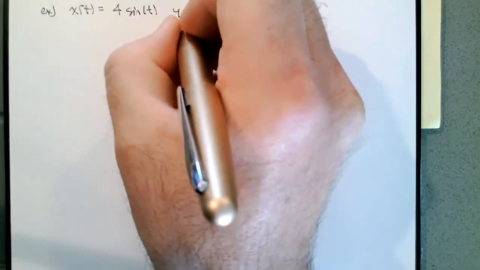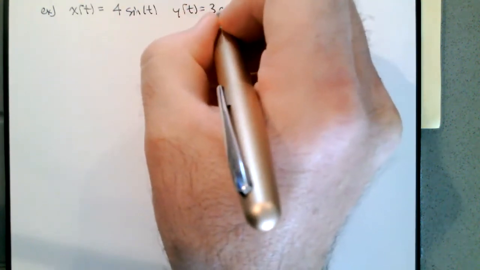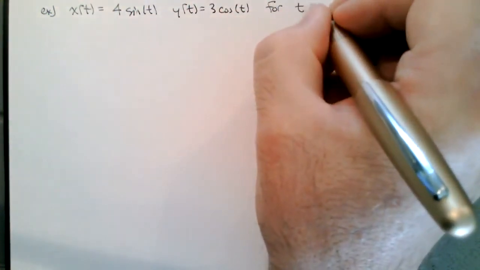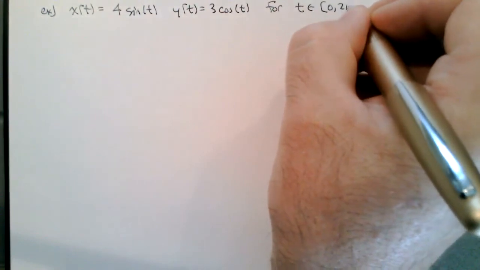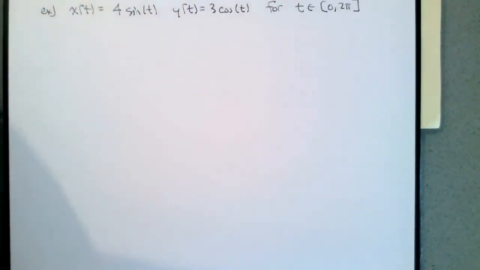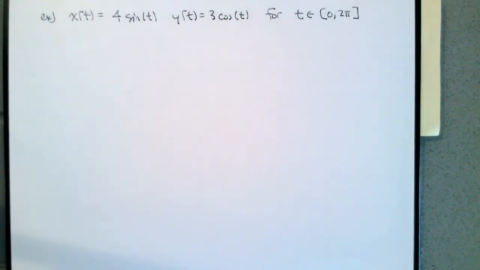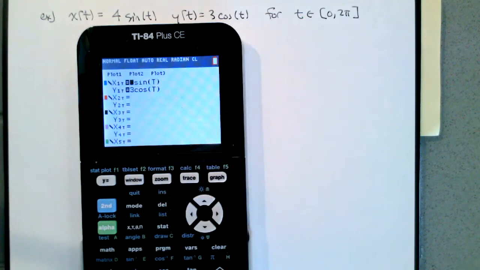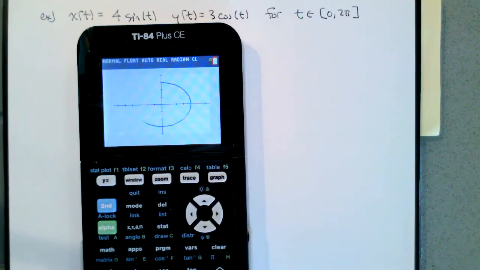And let's put y of t at the same. y of t is going to be 3 cosine t. And let's still go for t between 0 and 2 pi. So I just want to change this 3 to a 4, and let's see what happens here. Think about it for a second. Make a guess, and then press graph to see what happens.